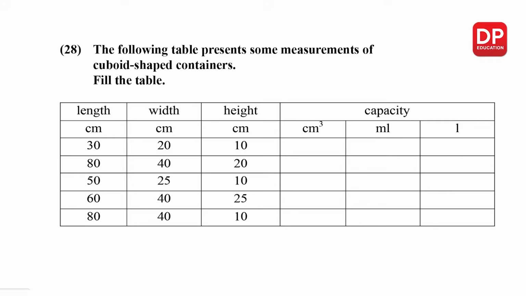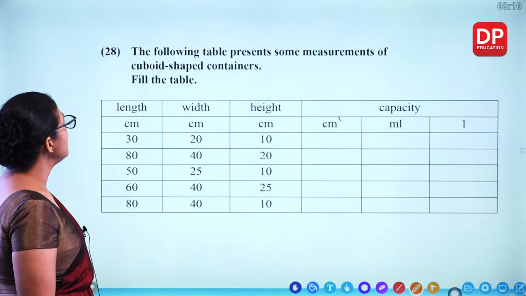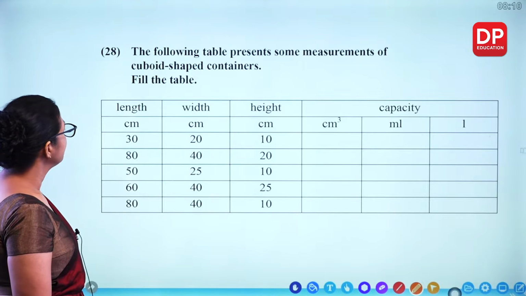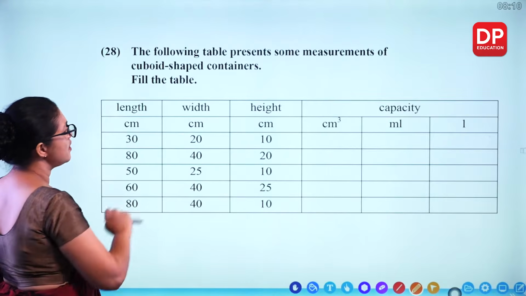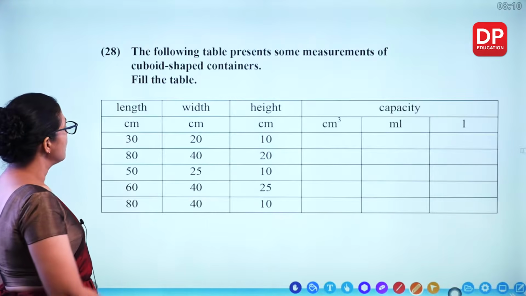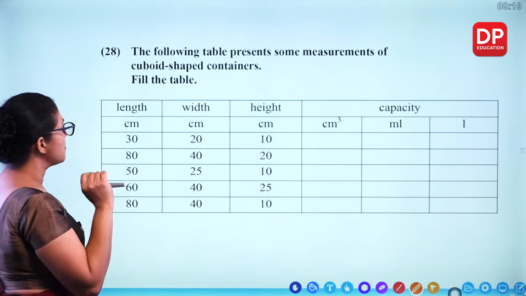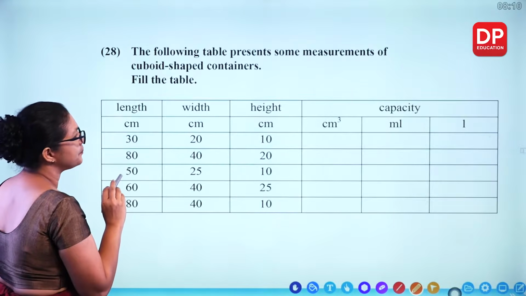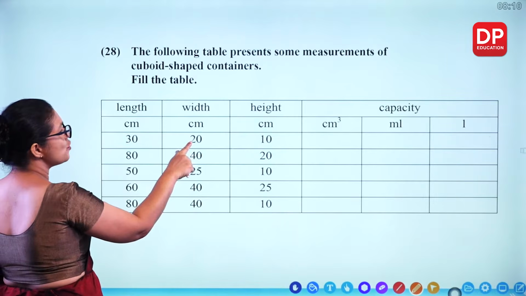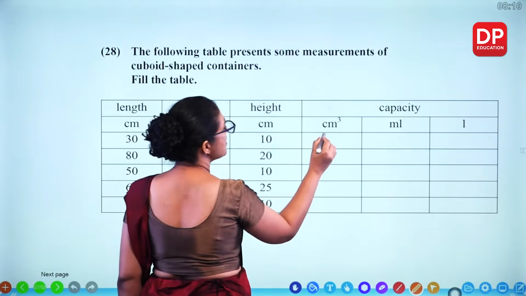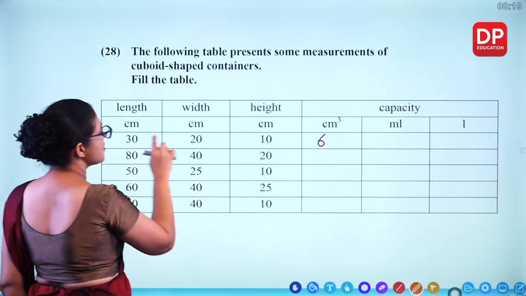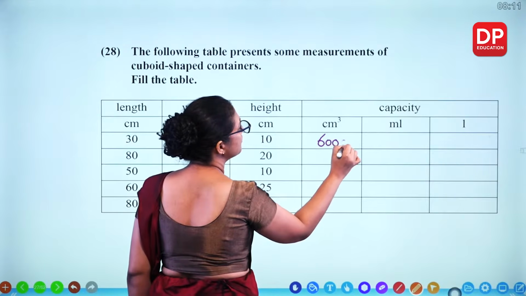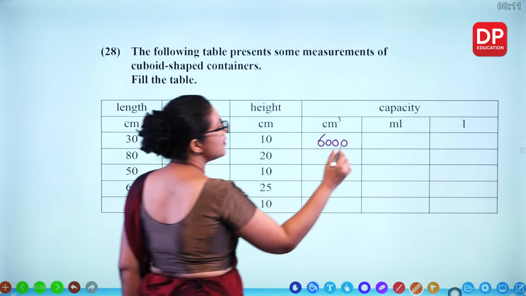The following table presents some measurements of cuboid shaped containers. Fill in the blanks. Length, width, height, all in centimeters. So cubic centimeter means just multiply the values. 30 times 20 times 10. 3 times 2, 6. 6 times 1, 6. Here, how many zeros? 3 zeros. Milliliter value is the same.